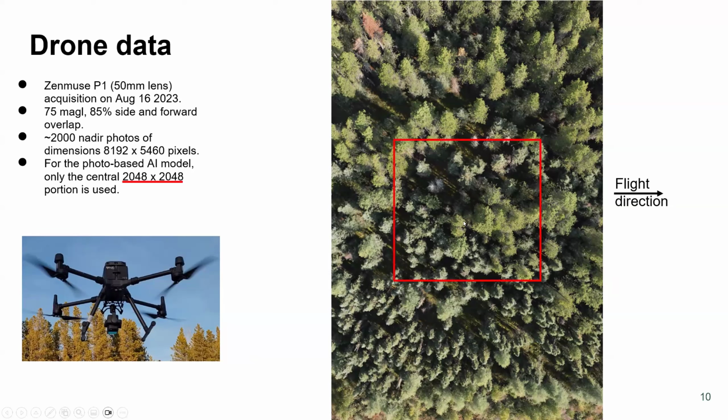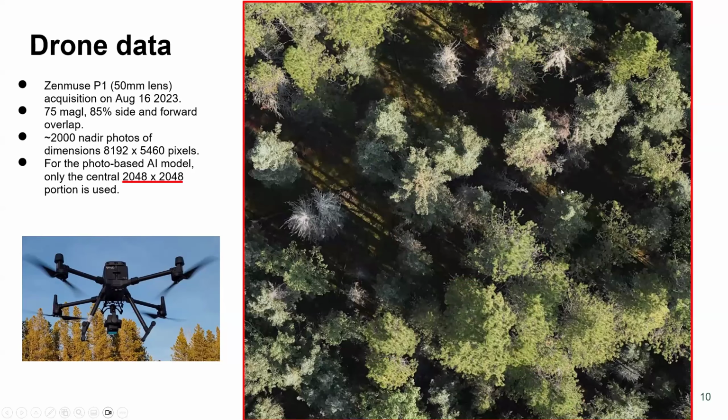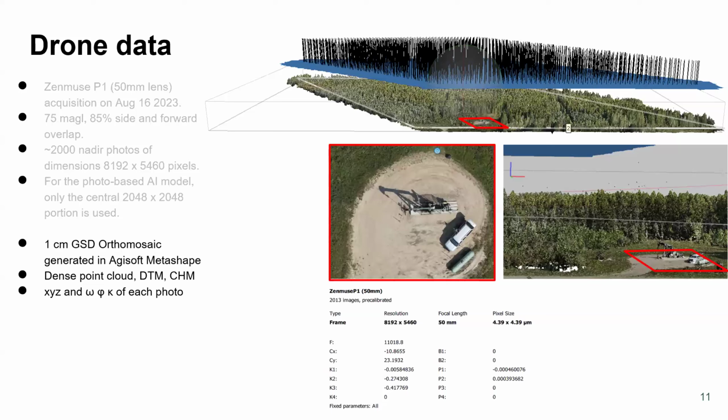For the AI part, we use the central portion of the image because outside of it, there is tree lining, and that makes things more complicated. So this is how the central portion looks like. As you can see, very high definition. We have about 1 centimeter spatial resolution here.